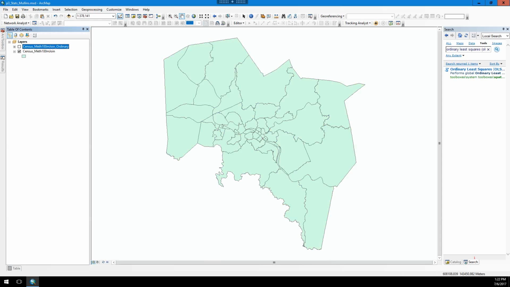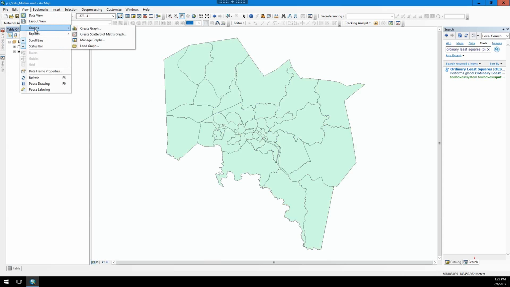That's a good question. So what we could do, especially if your Jarque-Bera statistic is statistically significant, is to look at a scatter plot matrix. So how do you do that? And what does that mean? What you do is you go to View, Graphs, Create Scatter Plot Matrix Graph. And when I come back, we'll have one.